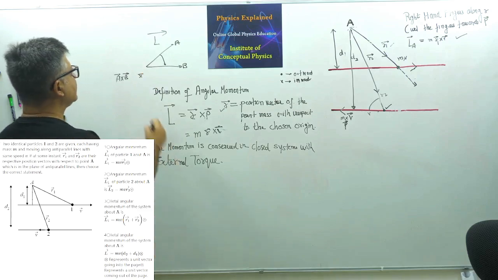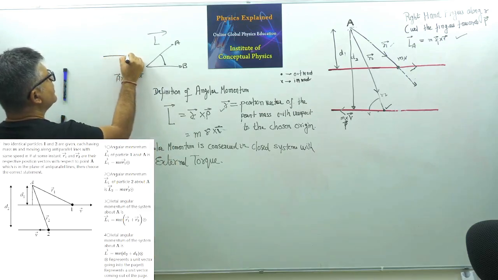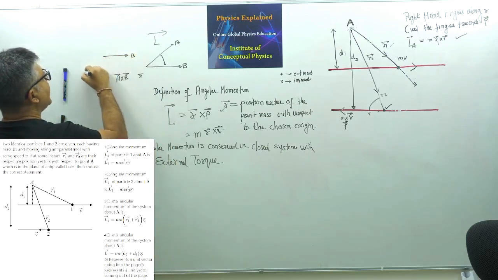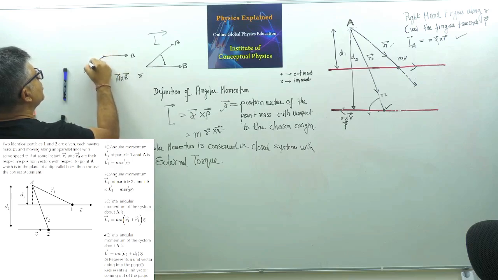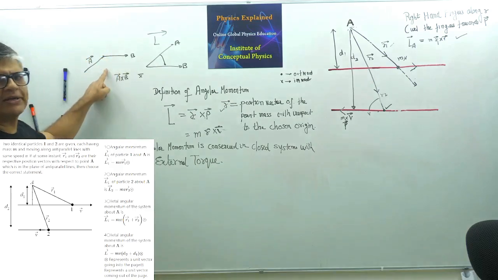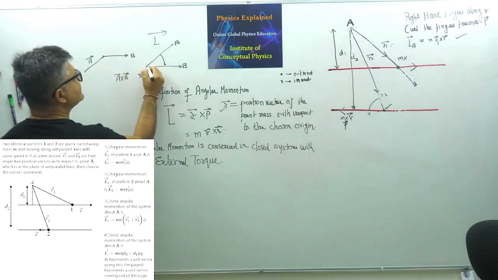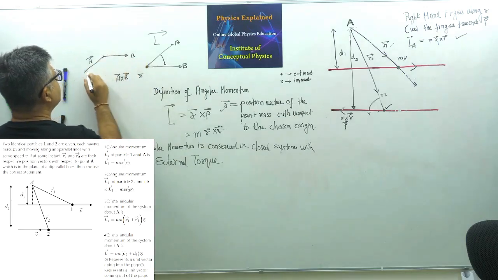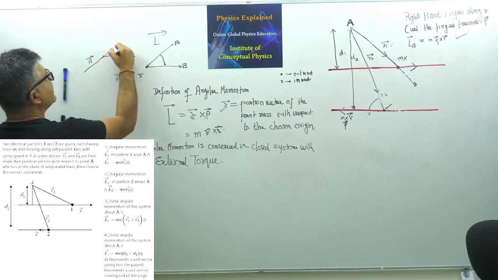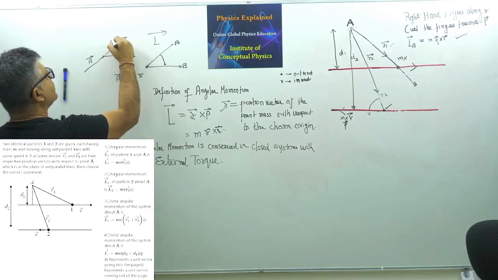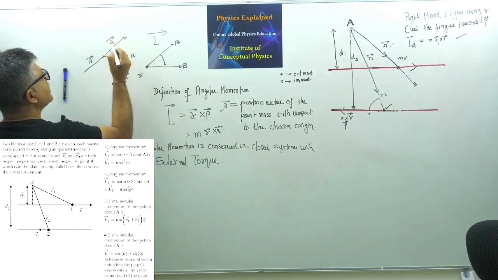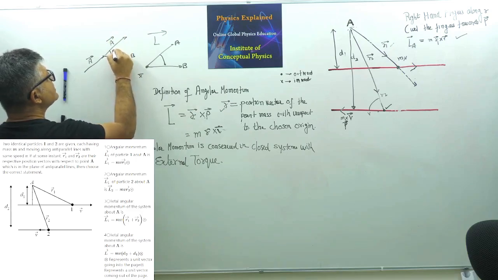Sometimes in the questions, the directions are shown like this. B is shown like this and A is shown like this. You cannot take a vector product in this case. The way to take a vector product is that the tails have to be at the same point. So I will shift this A here and take it here. So this is your A and the angle between them is theta.